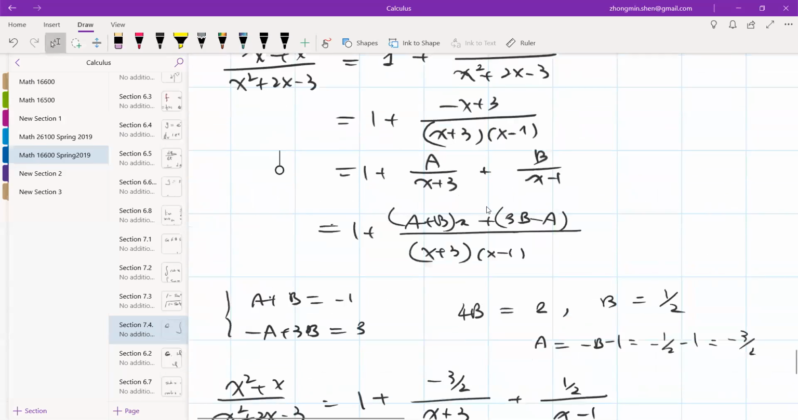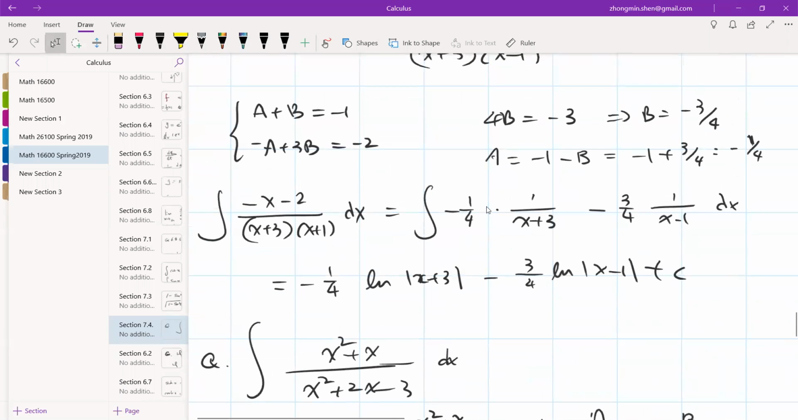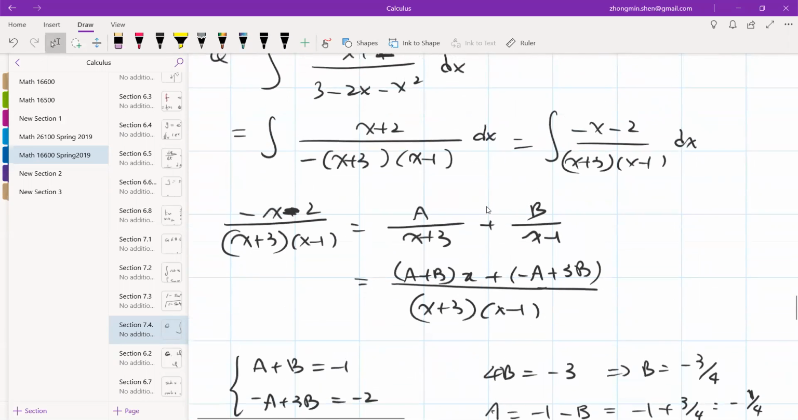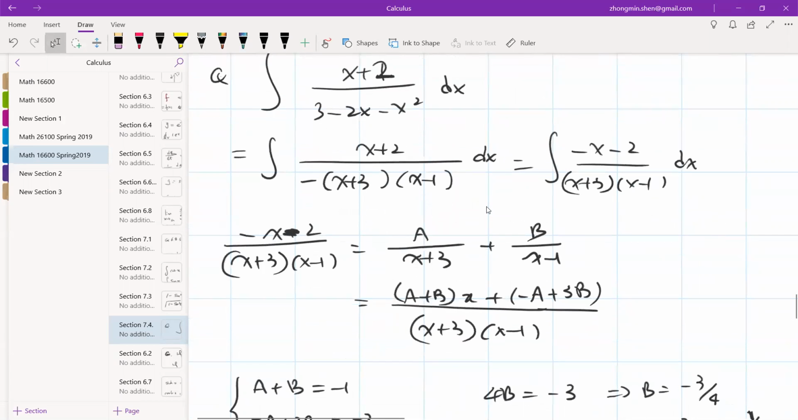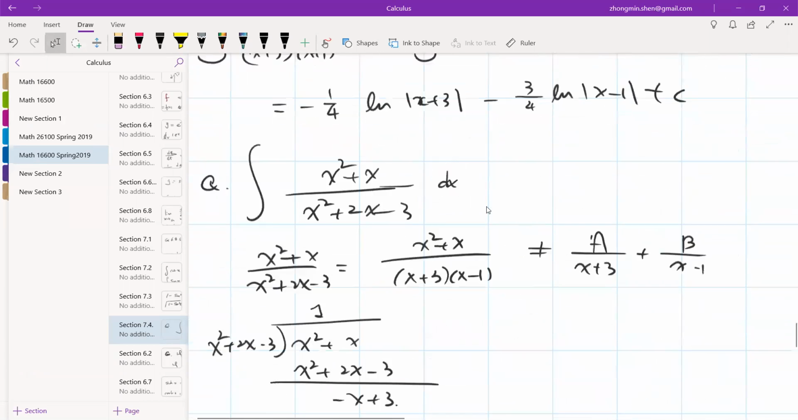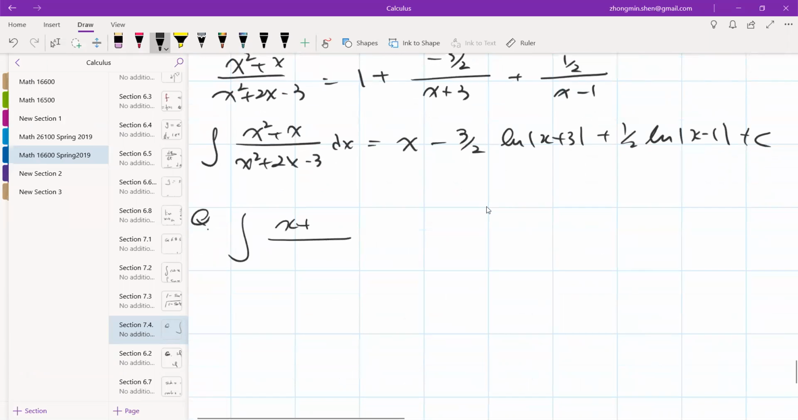Yeah, I want to go back to the problem here. Is there any other way you can do it now? Right? X plus 2 over 3 minus 2x plus x squared. Okay, x plus 2. Okay, let's do this. X plus 2, x squared plus 2x minus 3, dx. You can decompose it, no problem. But I'm not going to do that. I try a different way.